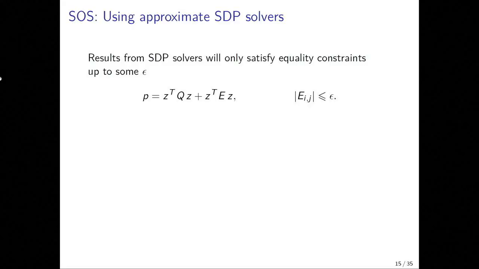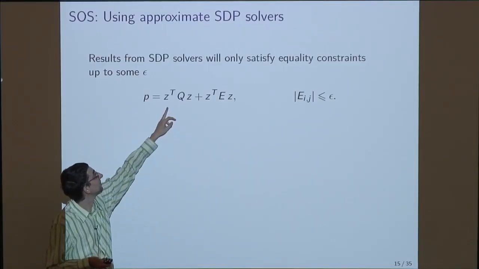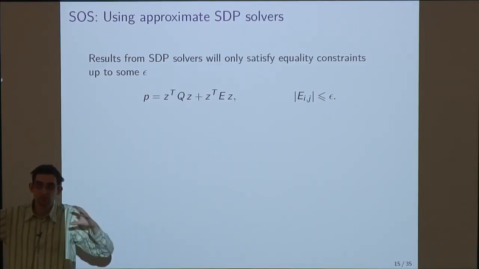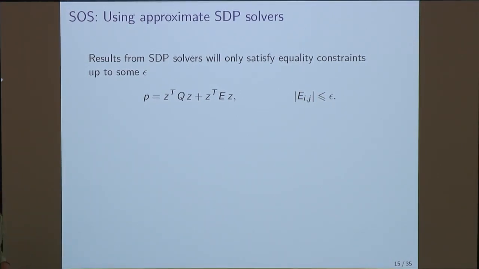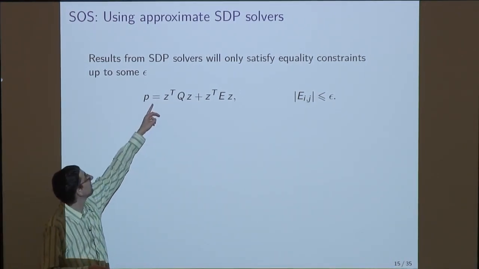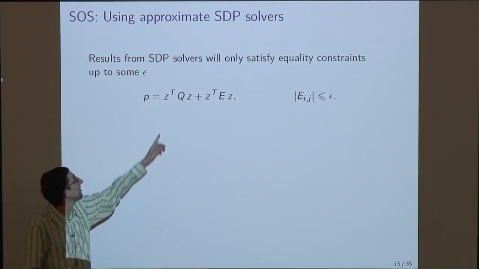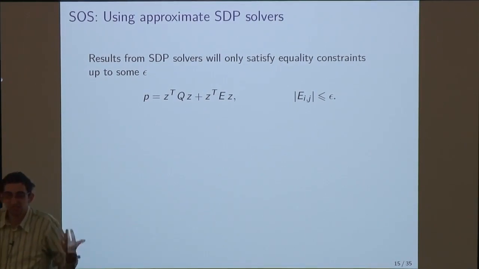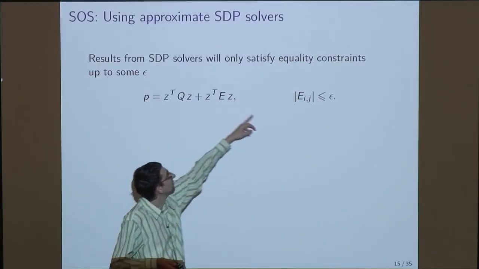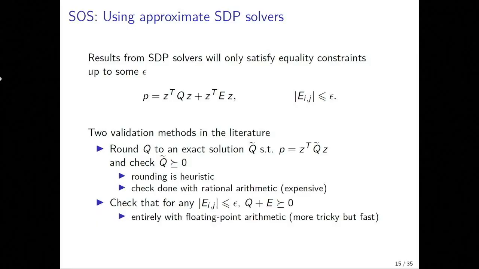So as I said, for sum of squares, what we try to do is to take a polynomial and express it as a sum of squares, or equivalently as this product, a positive semi-definite matrix multiplied by the vector of monomials on left and right. And instead of getting the exact equality, we get equality with some error term that is non-zero. But the error term can be bounded, and we will work on it.